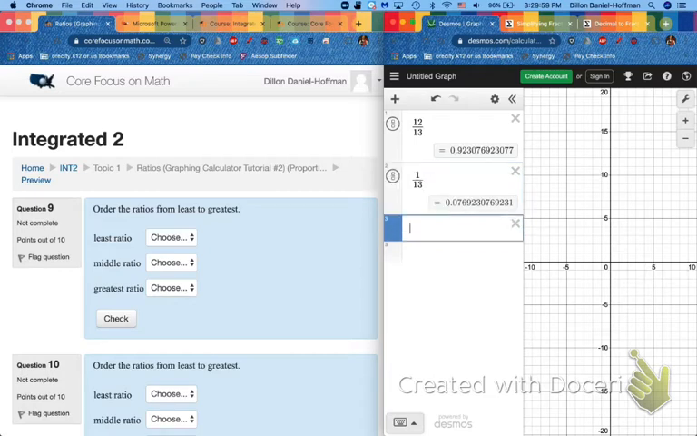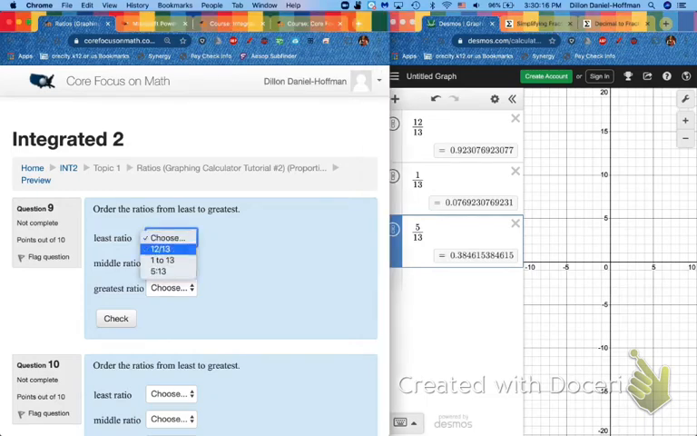These are much easier to compare technically because they're all over 13. So really we just have to compare our numerators. But the decimal form still works. This is like 38 cents. This is like a little over 7 cents. And this is 92 cents. 92 is more than 38, which is more than 7. So we can put it in, what's the least to greatest? So 1 to 5 to 12.